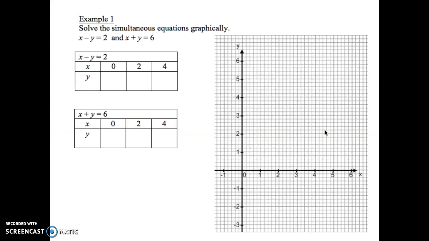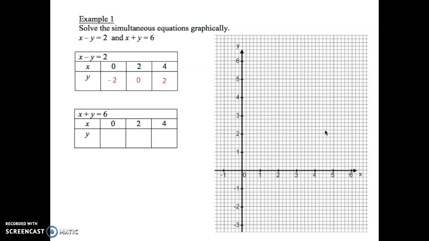Okay, let's look at example 1 now. We're given two equations, x minus y equals 2 and x plus y equals 6. The question requires us to solve these two equations graphically, which means that we have to draw the lines for both of these equations. So let's look at the first one, x minus y equals 2. First of all, we need to complete the table. So what we can do is to move your y over to the right, and you have y equals x minus 2.